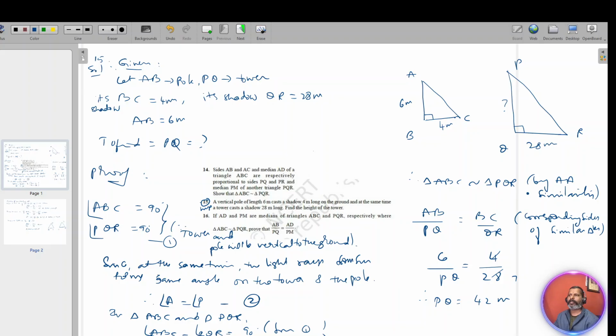Understood? Here is one concept you have to remember. The angles A and P are equal by the concept that sun rays create the same angle at the same time for the pole and the tower. Therefore, the height of the tower is equal to 42 meter. Okay. Clear?